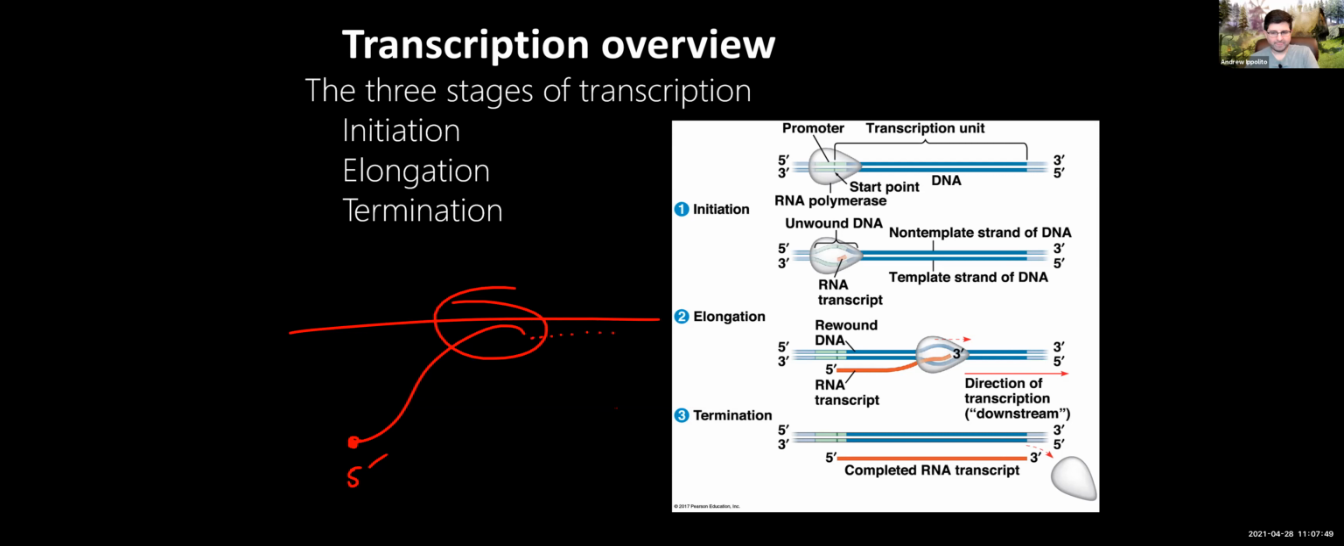And then termination occurs by completely different mechanisms in prokaryotes and eukaryotes. In eukaryotes, you can think of it as the polymerase just falls off the DNA. Eventually it gets bored and goes away. It's a messy end. In prokaryotes, there are different mechanisms. You don't have to worry about any of the termination stuff. Just understand it stops.